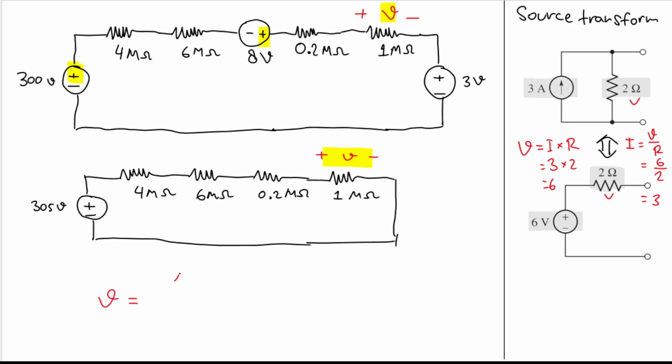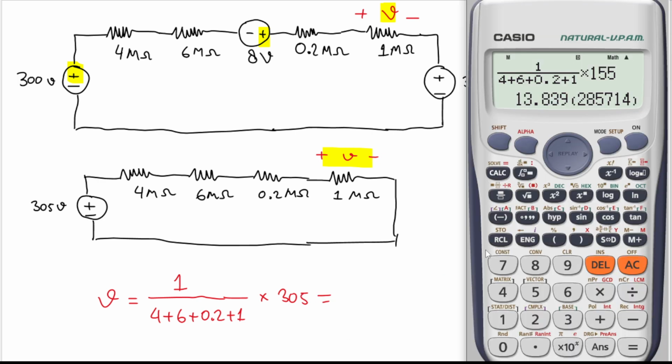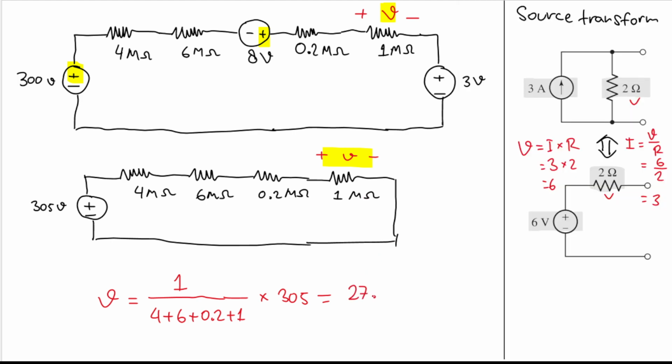This is 1 mega ohm divided by all the total series resistors. So I'll have 4 plus 6 plus 0.2 and then plus 1, then multiplied by the voltage source, which is 305. I think this is the job of our calculator. So we will have 1 divided by 4 plus 6 plus 0.2 plus 1, and then that is multiplied by 305. And that will be 27.23. So I'll have 27.23, and the unit here will be volt.